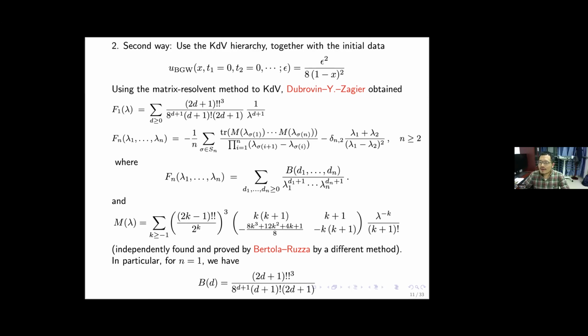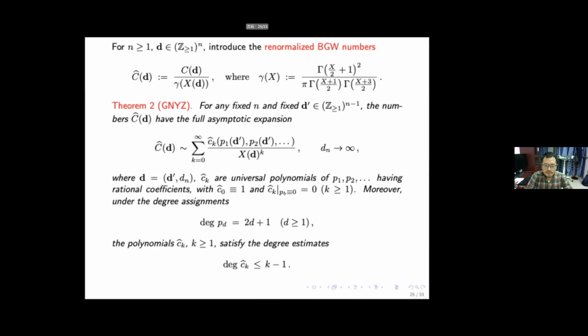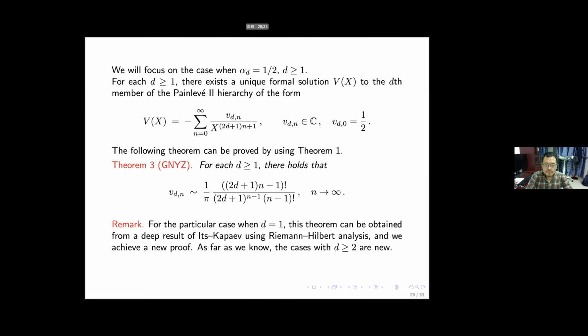I have a question about the Painlevé-2 hierarchy. You mentioned that the differential equation of the Painlevé-2 hierarchy has a solution of some form. Why is this solution interesting?